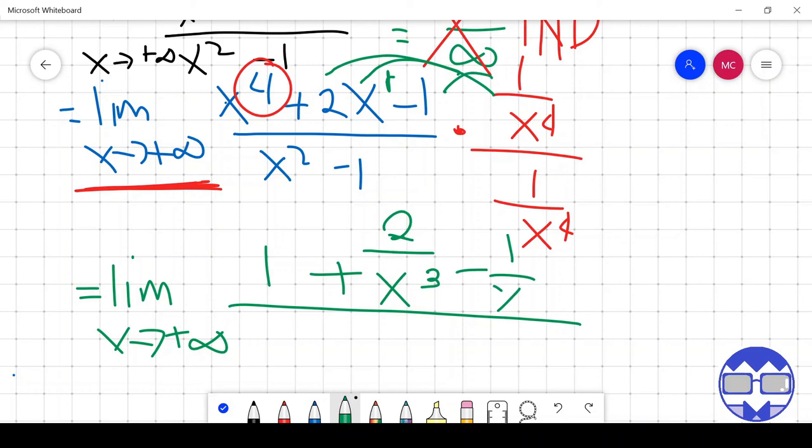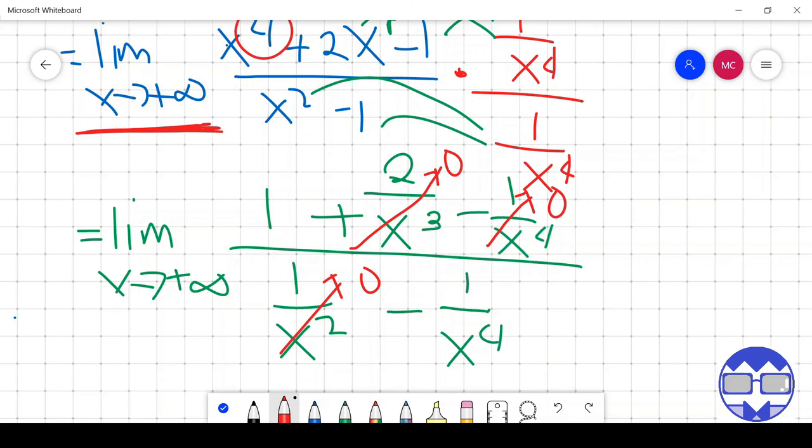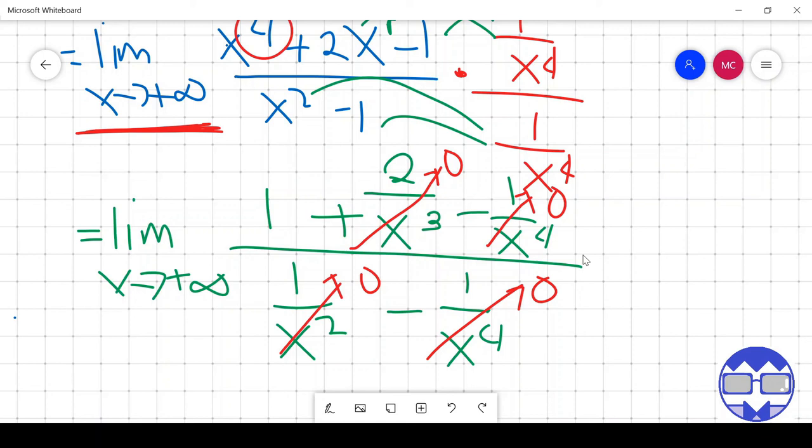Let's go to the denominator. We have x squared minus 1. Distribute: this will give us x squared over x to the power 4, and 4 minus 2 is just x squared. Then minus negative 1 times 1 over x to the power 4 gives 1 over x to the power 4. Then using our theorem, all the terms with the variable x are 0. What remains is 1 plus 0 plus 0 all over 0 minus 0.